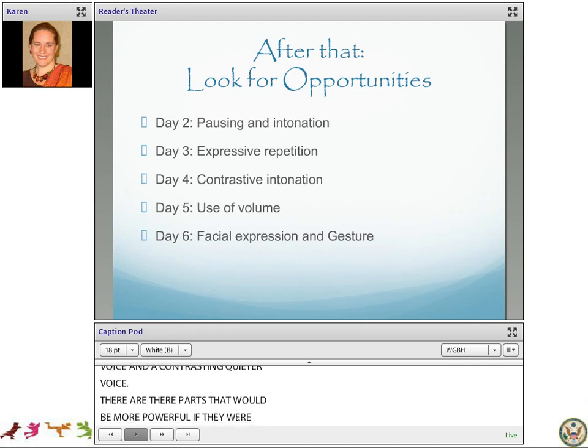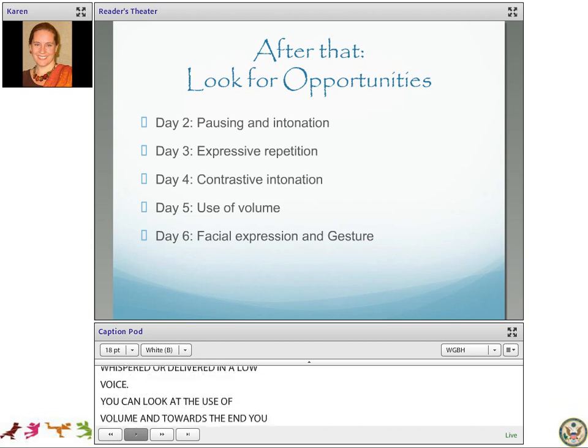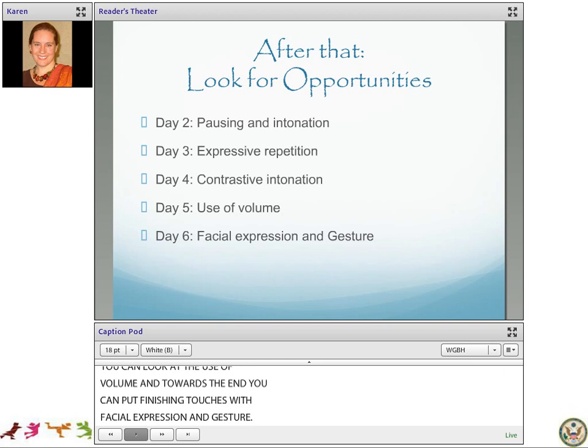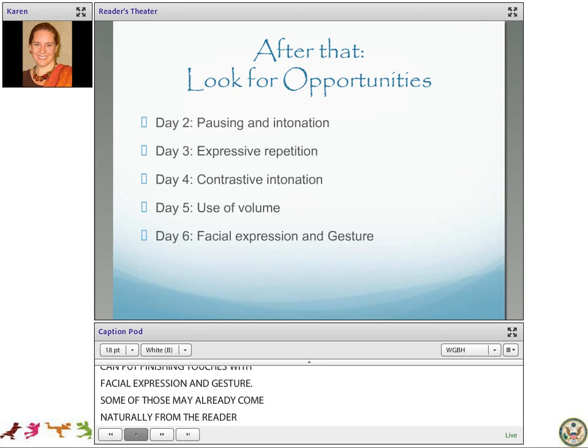And then toward the end, you can start putting the finishing touches with facial expressions and gesture. Some of those may already come naturally from the reader engaging with the text, but if you're preparing for performance, you can really start to develop those as cues that communicate the text to the audience. Let's take a look at what this may look like. Specifically, I'm going to look at day 2, day 3, day 4, the pausing, the expressive repetition, and the contrastive intonation.